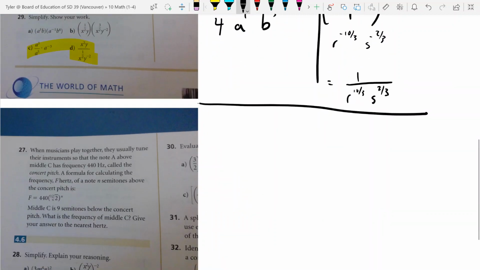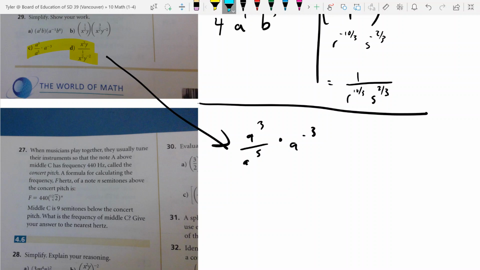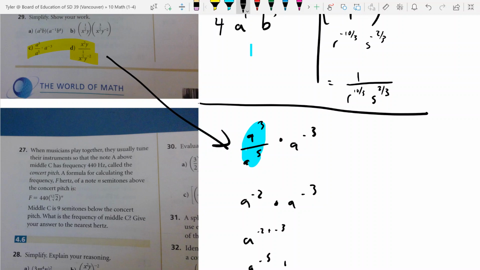Here, we'll do these two over here. So we have a cubed over a to the 5 times a to the negative 3. Let's do the division first. So remember, we're going to subtract. So it becomes a to the negative 2 times a to the negative 3. Remember, when you're multiplying, you're adding. So it's going to become negative 2 plus negative 3. So it becomes a to the negative 5 as your final answer.